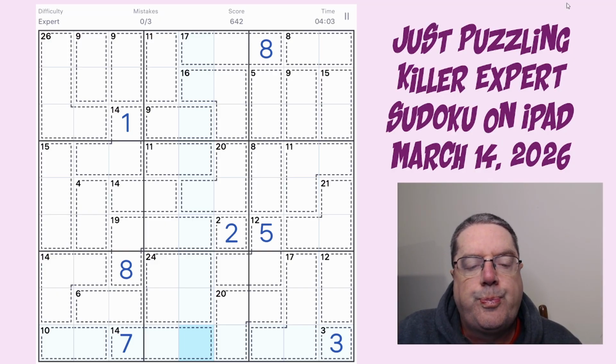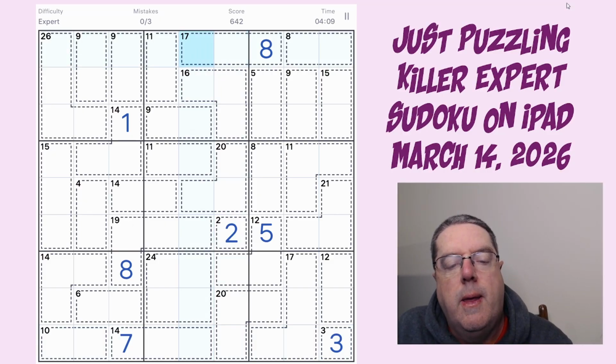Alright, so 9, 11 there, so that can't be a 3. Right, that can't be a 1. 1 can't be there. 1 can't be there. So 1 is one of these two, which is either going to be a 9, 6 or a 8, 7.